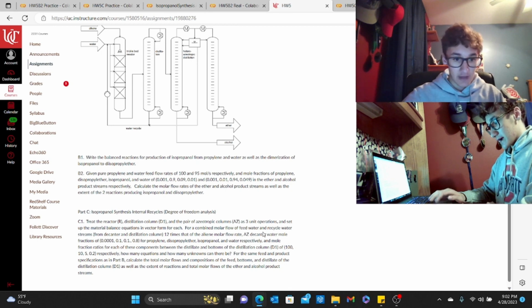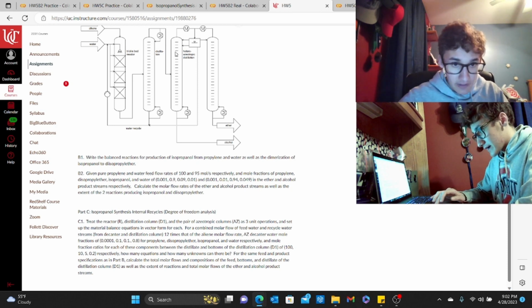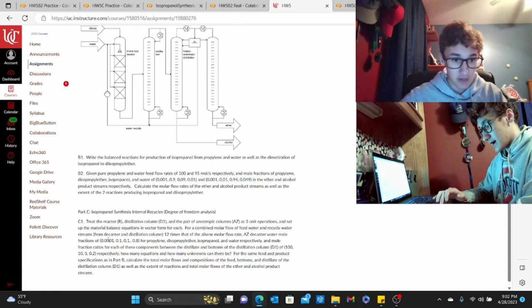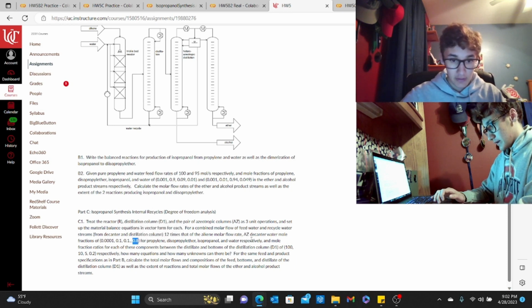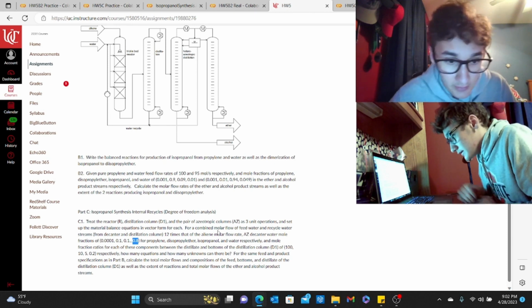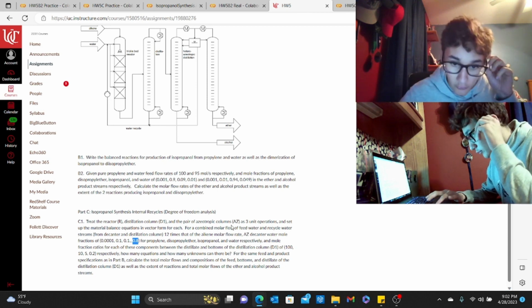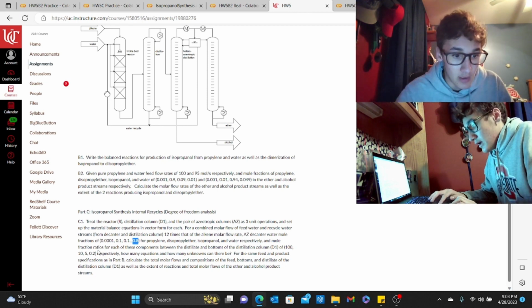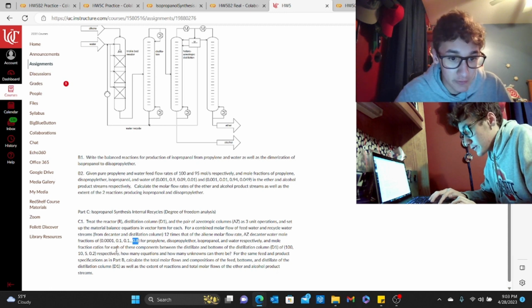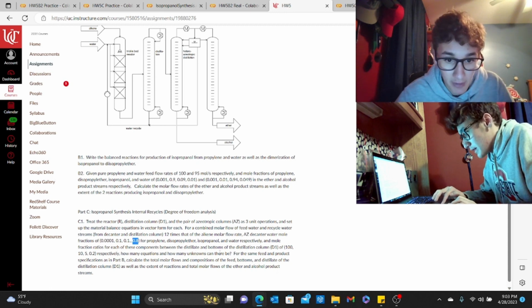The AZ decanter mole fractions, which is saying the water, is that what it's saying? Yeah, the AZ water mole fraction, so that's saying the water in here contains this much alkene, this much alcohol, this much ether, and this much water, respectively, which is just stating that, and mole fraction ratios for each of these components between the distillate and bottoms of the distillation column D1. Let's read that again. It talks about molar flow rate, mole fractions, and mole fraction ratios for each of these components between the distillate and the bottoms of the distillation columns.